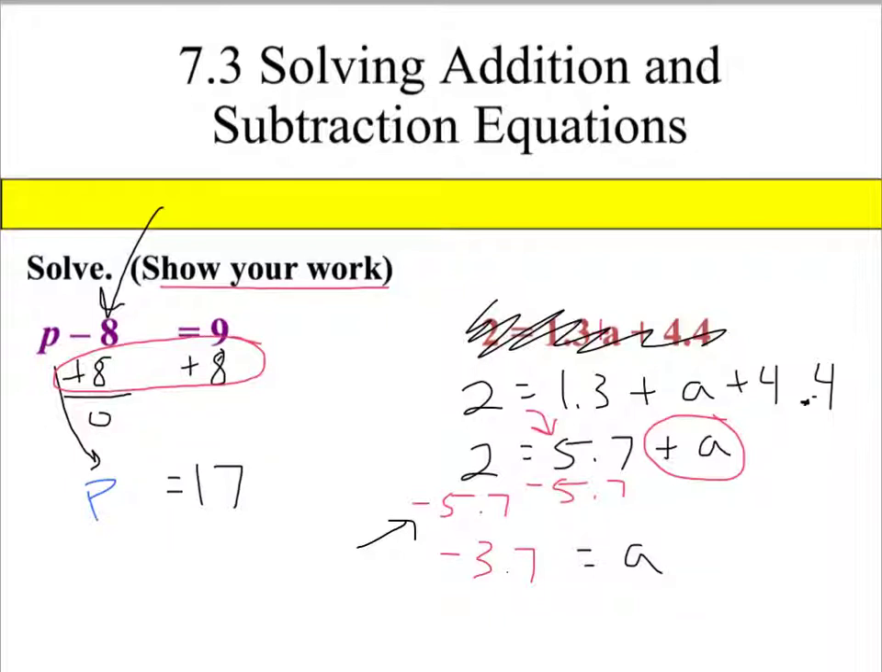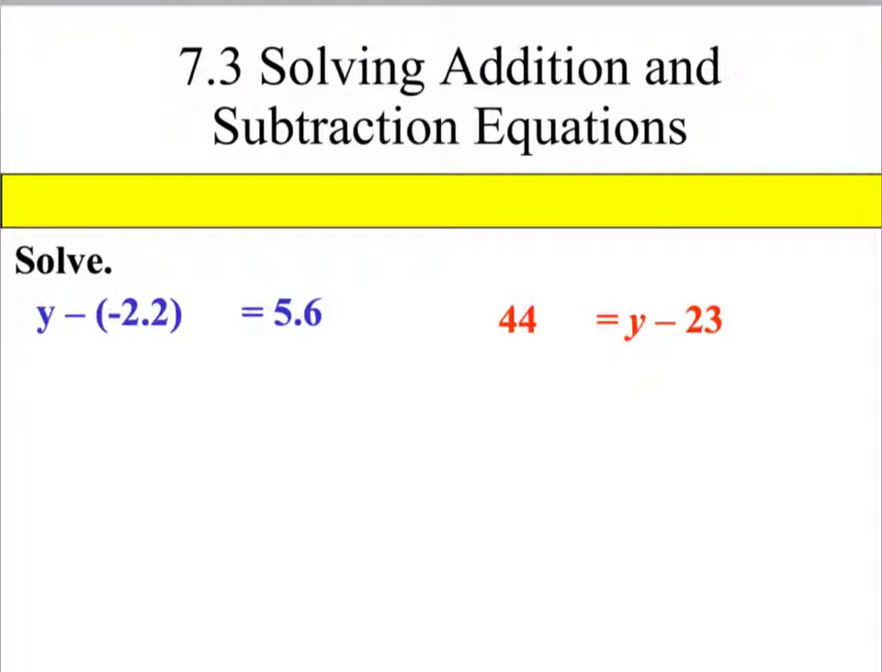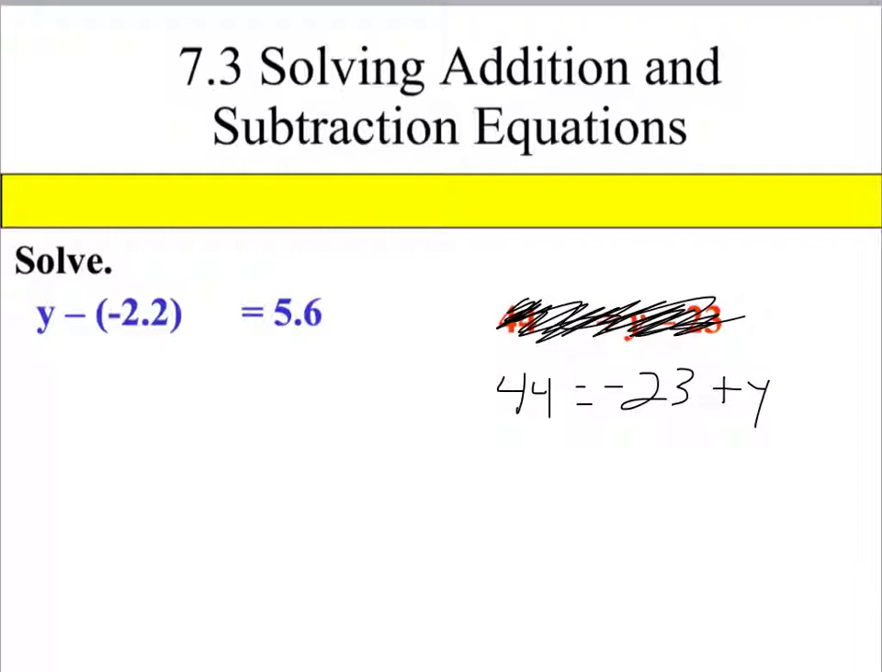Sweet! Next problem. Two more problems. Here we go. Solve these two. See what you come up with. And actually, I want you to do this problem. I'm going to change this problem around a little bit. Change the second one. It's going to be 44 is equal to a negative 23 plus y. See what you come up with. Give her a shot.